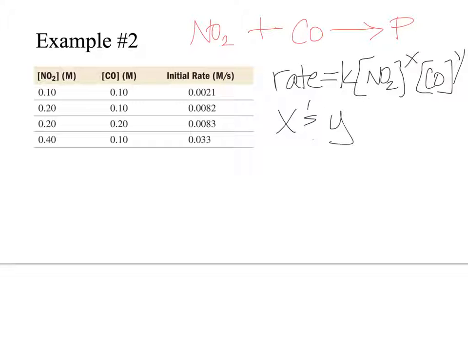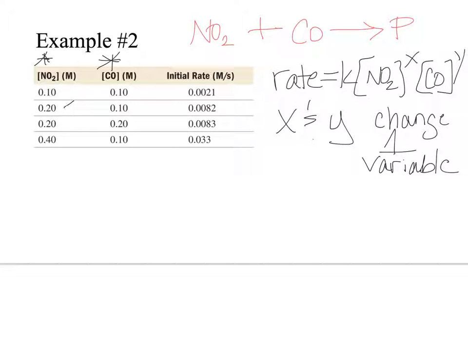And I have to do them separately, where I can only change one variable at a time. Okay, let me show you what I mean here as we look at the data. I have the concentration of nitrogen dioxide here and carbon monoxide here. So let's look at trial 2 and trial 1. In this case, we have only changed nitrogen dioxide. Carbon monoxide is staying constant. So in that case, I could solve for the order of nitrogen dioxide.